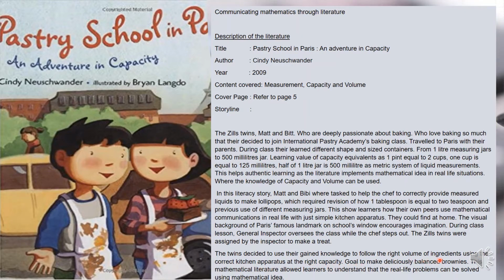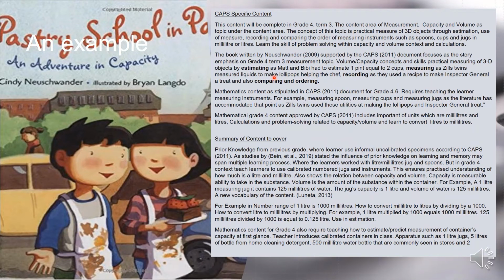The goal was to make deliciously balanced brownies, and this mathematical literature allowed learners to understand the real-life problems that can be solved using mathematical ideas. Now, the specific content of CAPS.